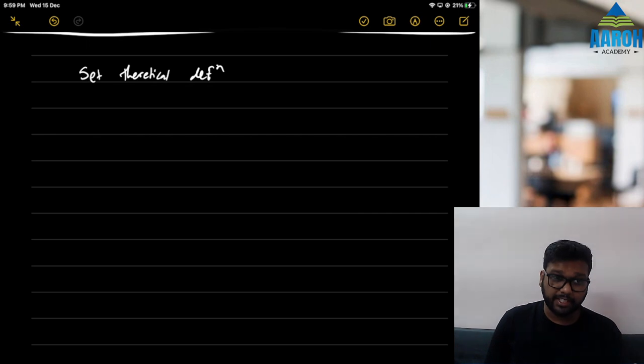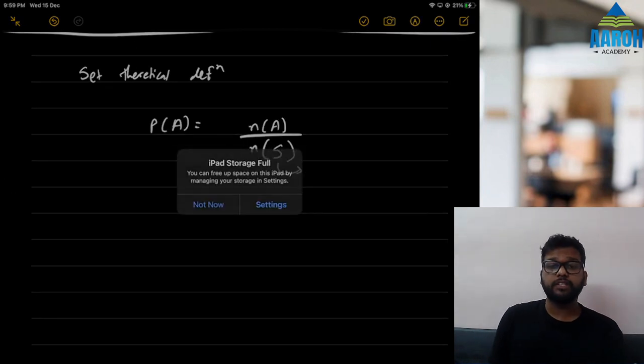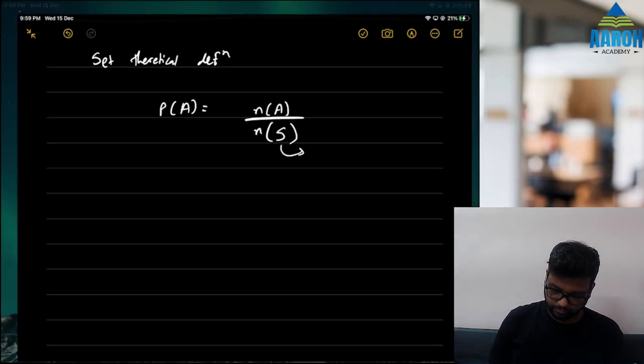If we want to use set notations, then probability of A is n of A upon what? n of S. S is what? Yes, S is called the sample space, or the universal set. That is correct. Sample space or universal set.